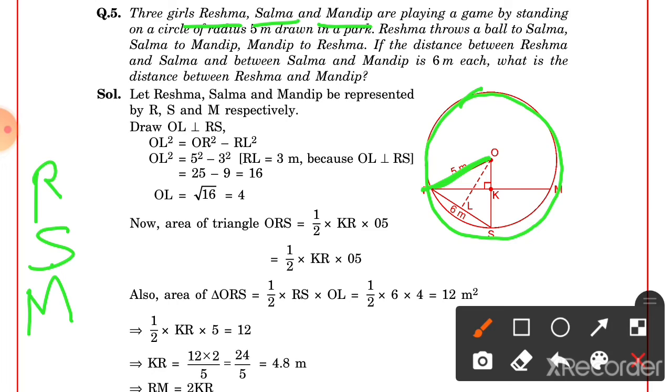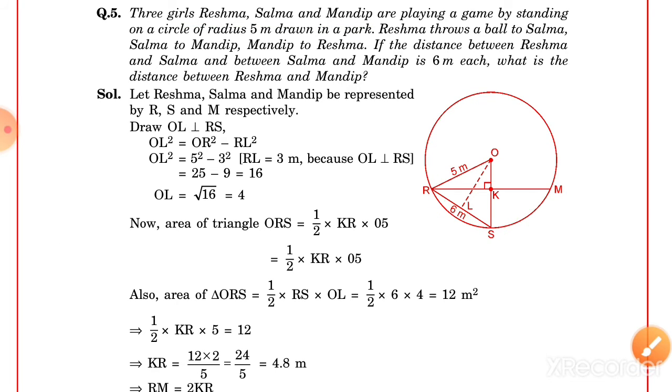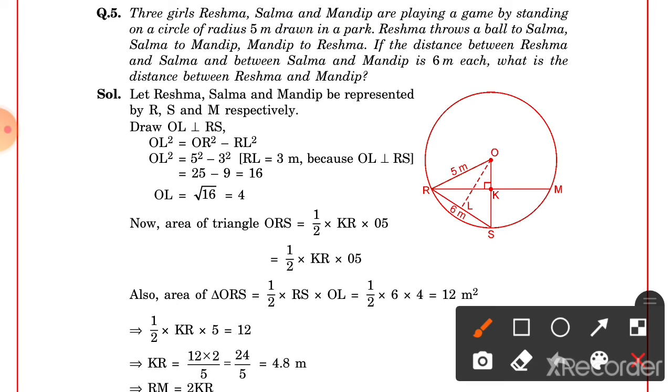Reshma throws the ball to Salma, Salma to Mandip, Mandip to Reshma. I mean, first Reshma to Salma, Salma to Mandip, Mandip to Reshma. So if the distance between Reshma and Salma and between Salma and Mandip is 6 centimeter, what is the distance between Reshma and Mandip? Correct, students? So which distance do we need to find? This distance we need to find. Correct? So how can we find it?